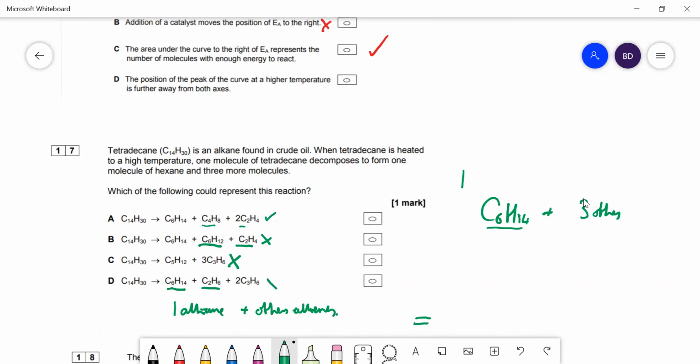So it's not D. But A is right. If you add the numbers up, it does balance because you get 1 alkane, and that's an alkene, butene, and that is ethene, that's an alkene as well. So A is the right answer there.